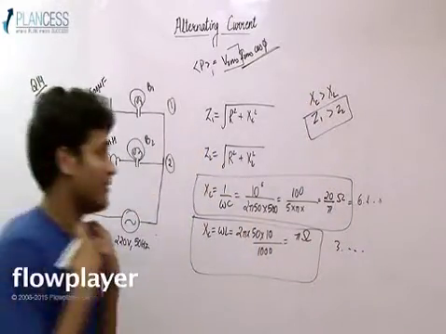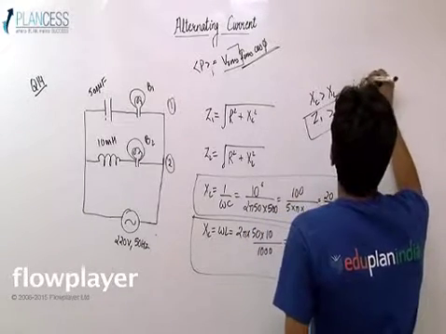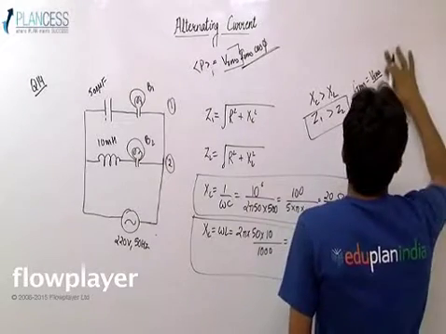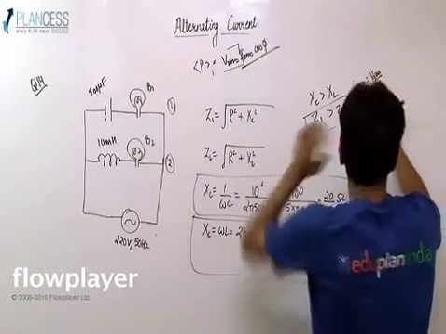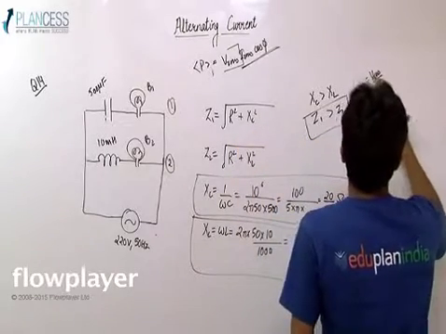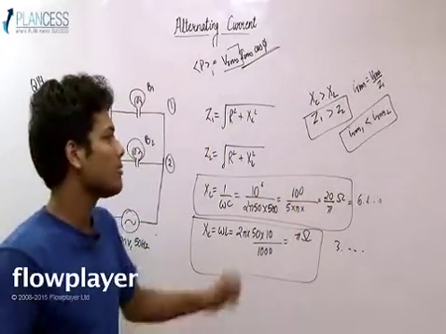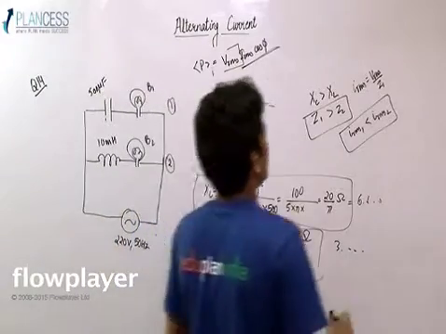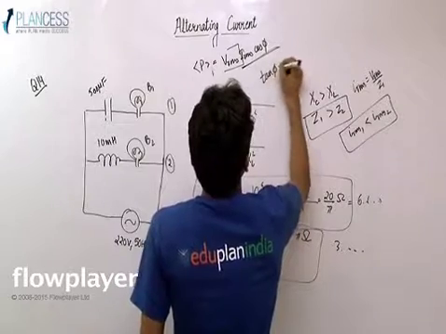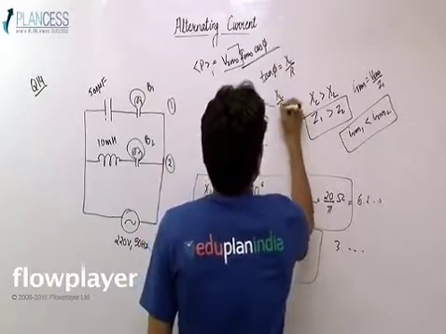If Z1 is greater than Z2, I know that IRMS is equal to VRMS upon Z. So I can say IRMS 1 is less than IRMS 2. So this is the relation between the IRMS in both the circuits. Now what is the relation of cos phi? Since we know that XC is greater than XL, we know that tan phi is XC upon R, or it is XL upon R for an inductive circuit.